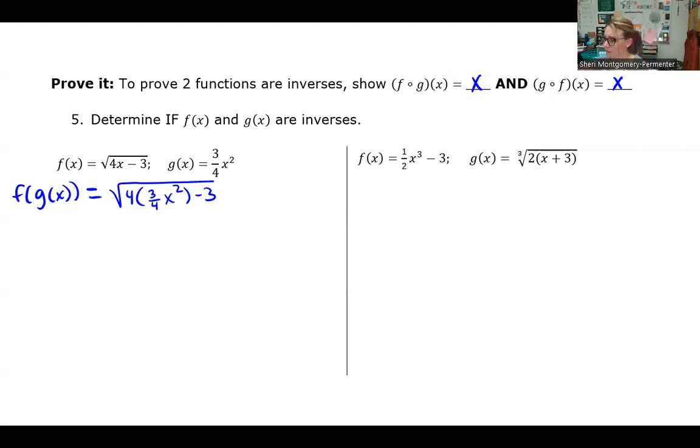So now I'm going to try and simplify it. If I can simplify it and it turns into x, then I'm off to the right start for proving that they're inverses. And keep in mind, not everything is an inverse, so they don't always work. So the first thing that I would do to simplify this, inside, I have to do PEMDAS, so I would have to get rid of parentheses. So I would have to multiply in 4. What happens if you multiply by 4 and then you divide by 4?